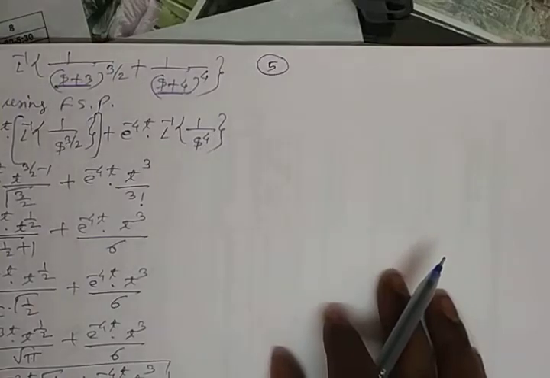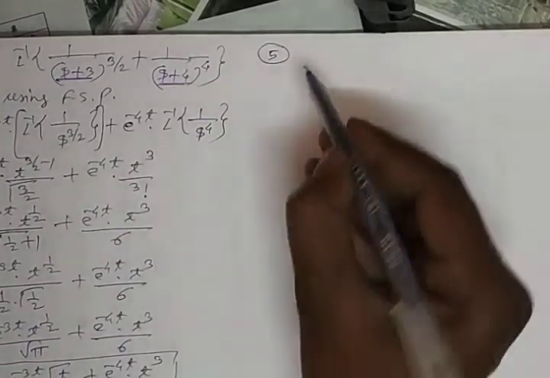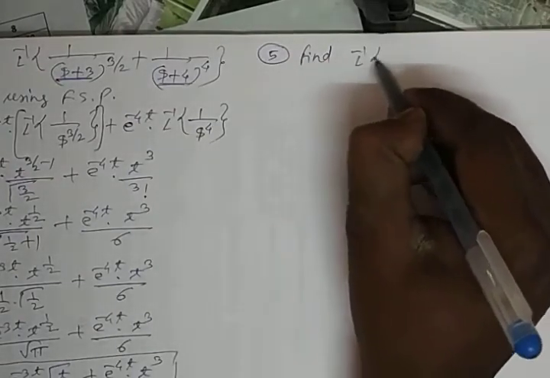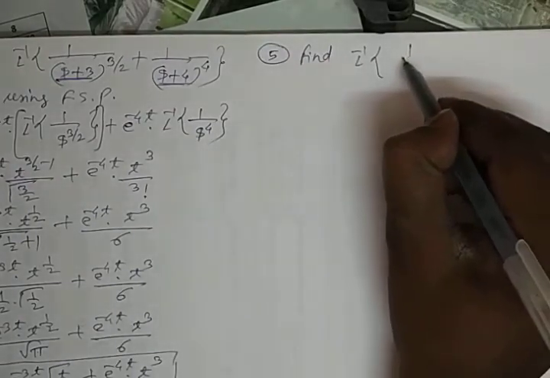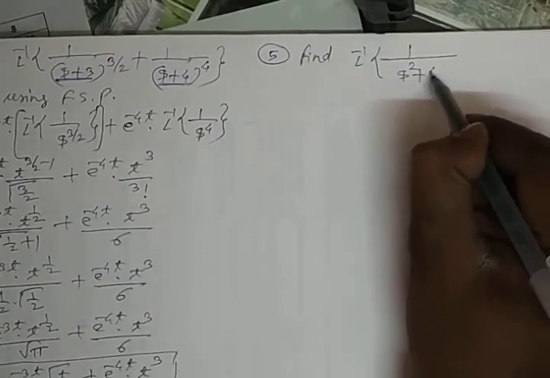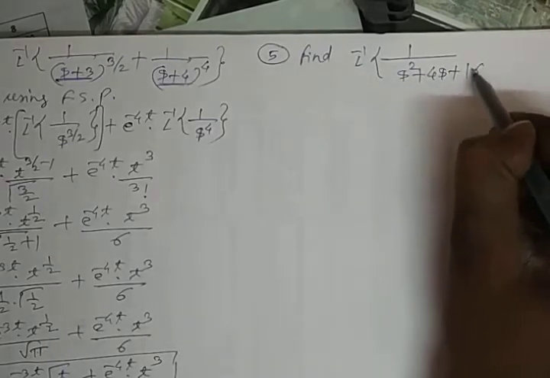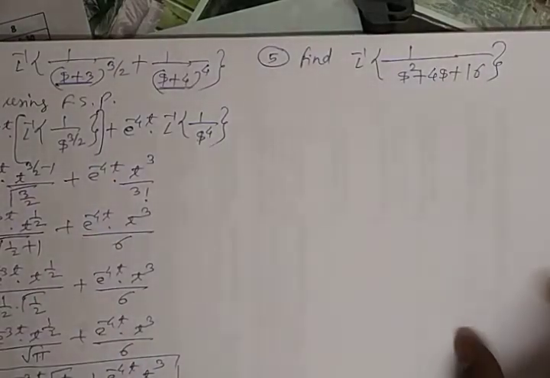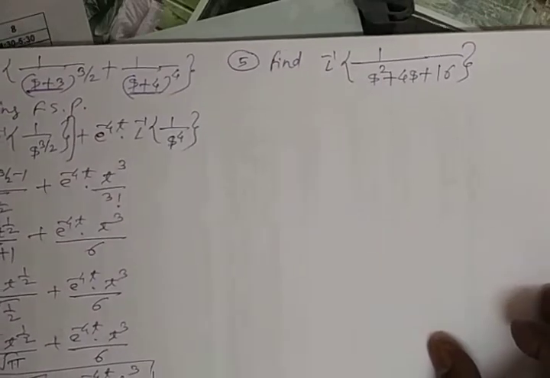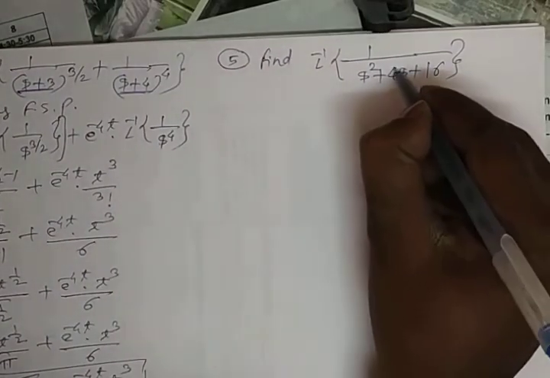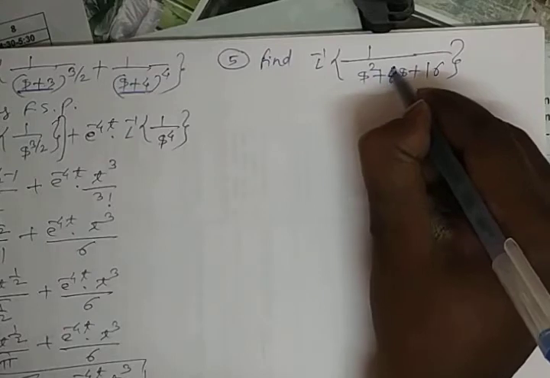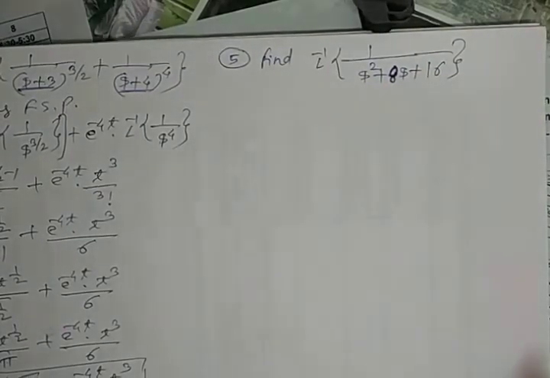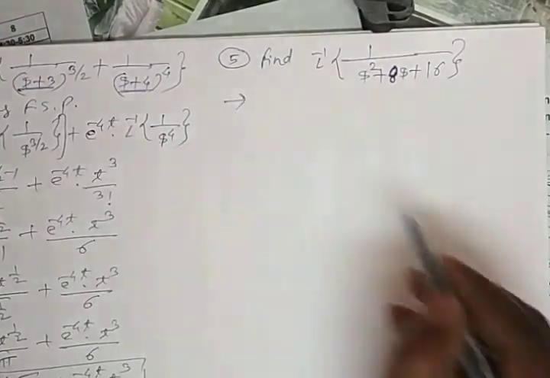So example number 5. Find Laplace inverse of 1 upon (s² + 4s + 16). Okay, this is a simple example. Okay, now how can we write this? Now let us take here 8. Let us make it simple first, and after that we will solve that example. Okay, so now how to simplify this example?